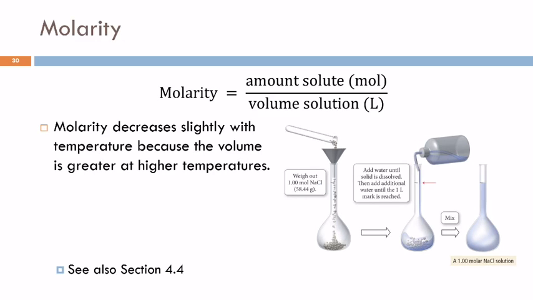So molarity, we've talked about before, but we'll just go over it again. Molarity is the amount of solute in moles divided by the volume of the entire solution in liters. And those units are important. It has to be moles per liter. Now, one of the drawbacks of molarity is that it changes slightly with temperature, because the volume of a liquid changes slightly with temperature. And so the molarity will change with temperature.